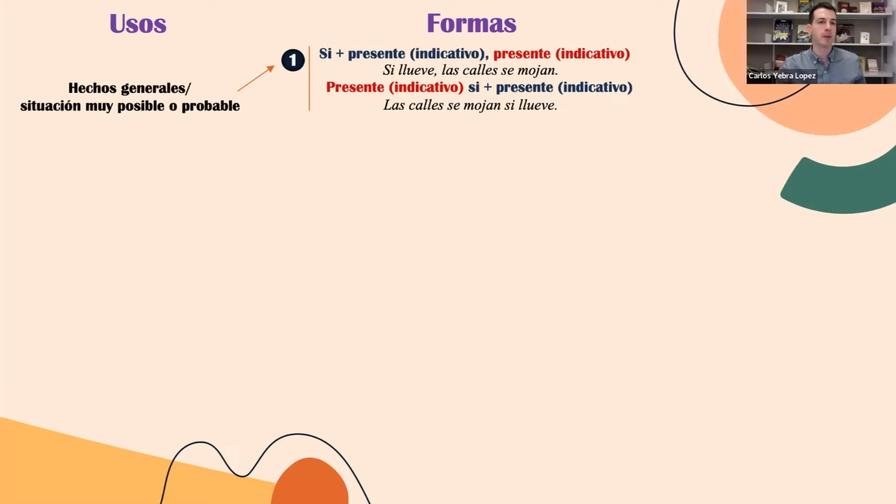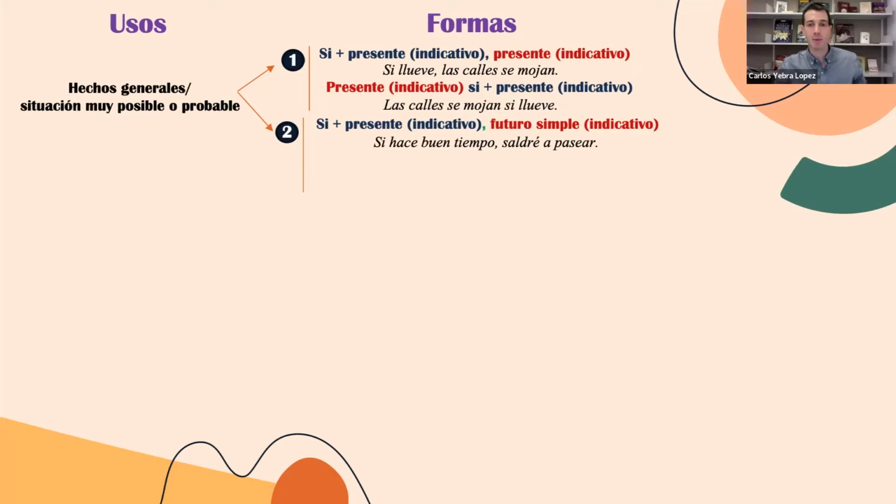The second possibility to express general facts or situations that are very likely is as follows. We use the presente indicativo in the if clause and then the futuro simple in the main clause. So we say, si hace buen tiempo, saldré a pasear. If the weather is nice, then I will go for a walk. Or vice versa, futuro simple and then the if clause with presente indicativo without commas. So, saldré a pasear si hace buen tiempo. I will go for a walk if the weather is nice.